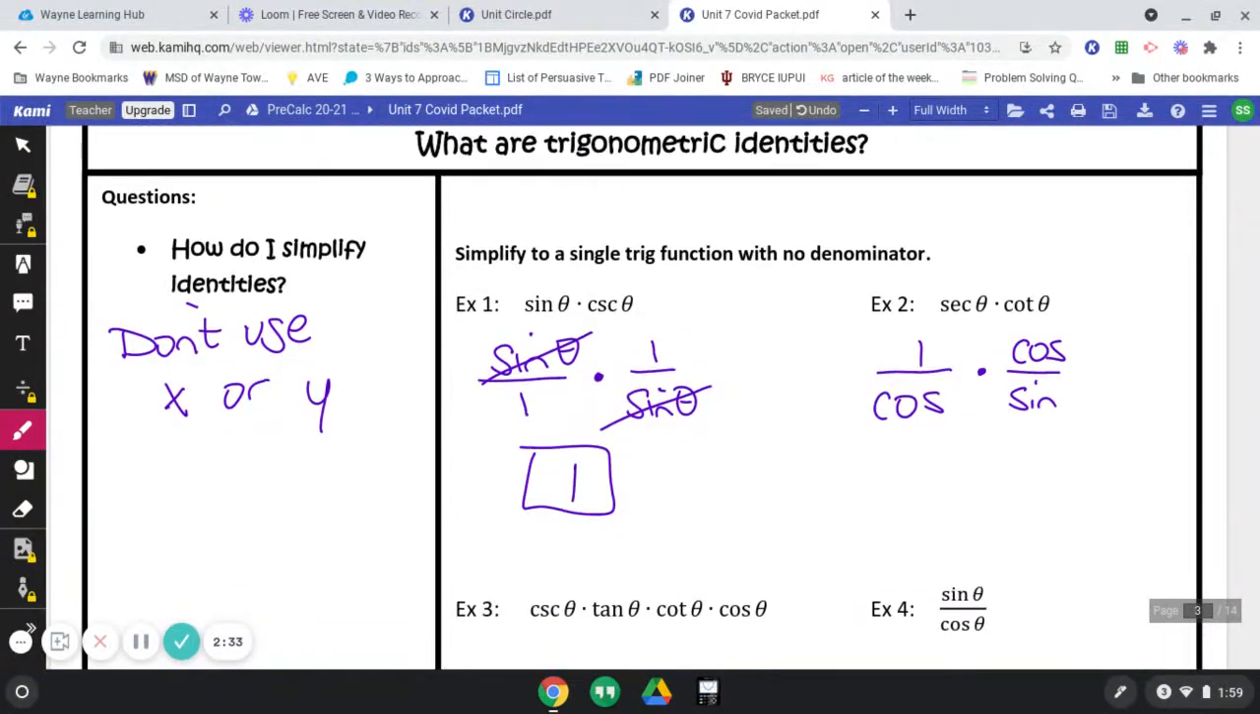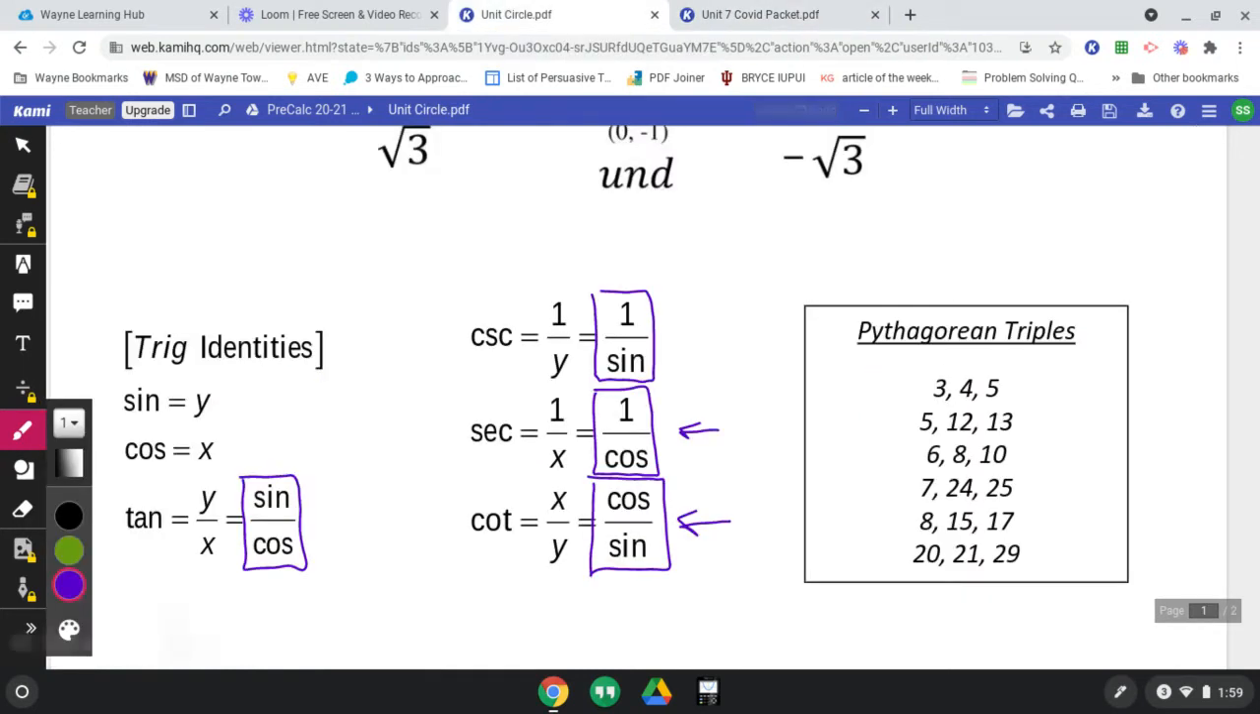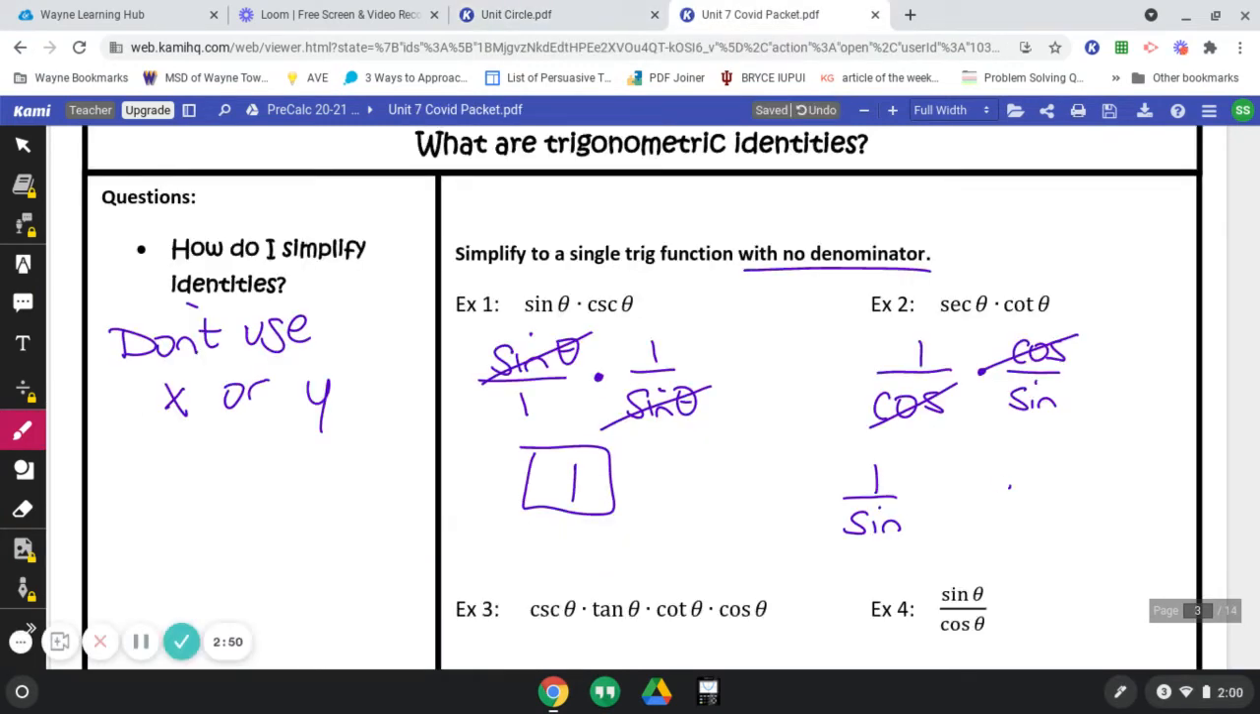All right, now notice what happens. Your cosines cancel, which gives me 1 over sine. That's a pretty good answer, except they want no denominator. So I look back to my unit circle, and 1 over sine right here, 1 over sine is cosecant. So I'll write my final answer as cosecant, and then I'll put that theta back on that I've been too lazy to write every other time.